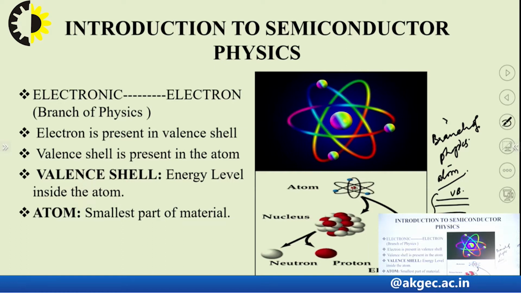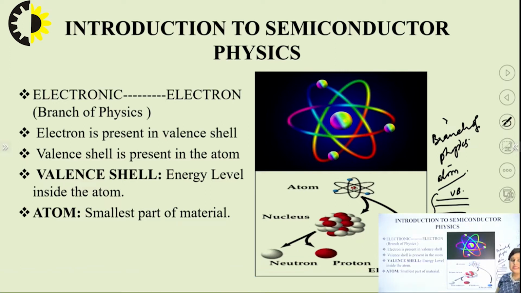As we know, there are multiple energy levels in a valence band, and also multiple, or you can say discrete, energy levels in the conduction band. The electron movement from the valence band to the conduction band is through the excitation of a particular energy inside the valence band. The valence shell is present in a particular atom, and what is a valence shell? A valence shell is an energy level inside the atom. And what is an atom? An atom is the smallest part of the material.